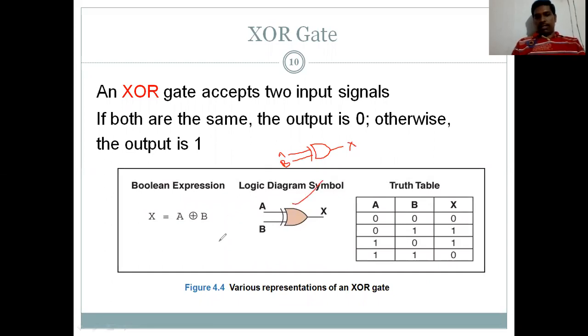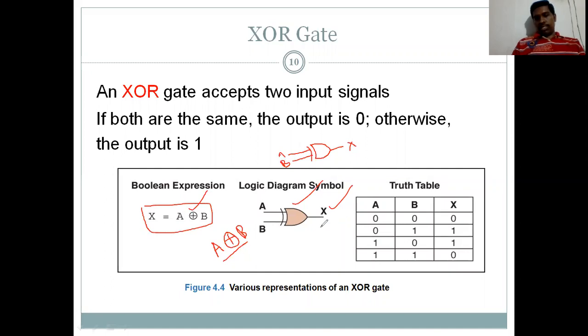Okay, so this is the symbol. And the mathematical symbol is nothing but take a plus and put this plus in a circle. This is the symbol. Okay, A XOR B, this is the output expression. What is the equation of X? X is equal to A XOR B. This is the symbol of XOR.